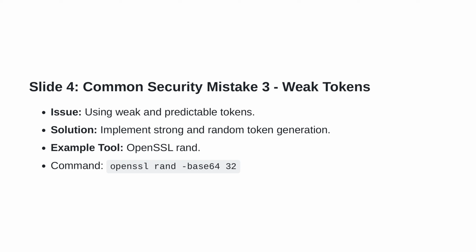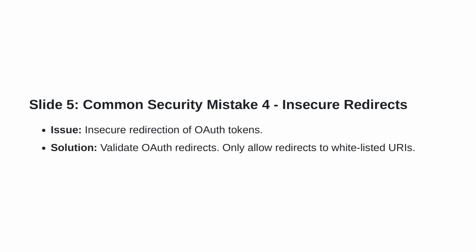Here's what the command looks like: openssl rand -base64 32. This generates a robust 32-character base64 string that can be used as a highly secure token. Remember, when it comes to security, always prefer the stronger and less predictable option. Making it harder for unauthorized entities to predict your token values will go a long way in shoring up your defenses.